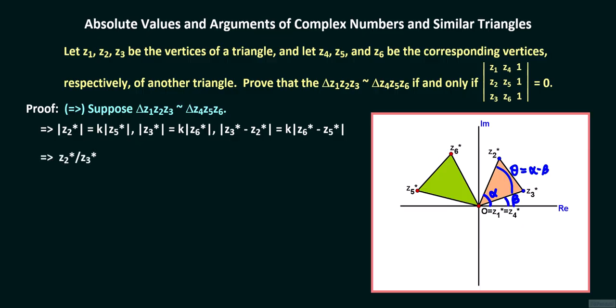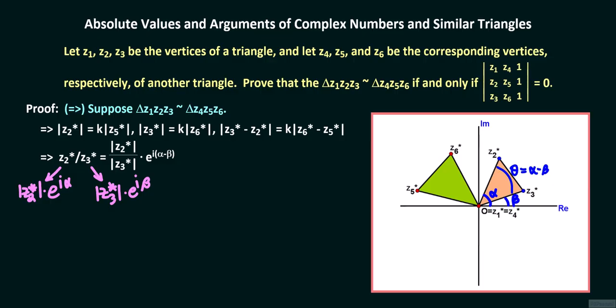Z2 star over Z3 star equals the absolute value of Z2 star times e raised to the power I alpha divided by the absolute value of Z3 star times e raised to the power I beta. So Z2 star divided by Z3 star is equal to the absolute value of Z2 star divided by the absolute value of Z3 star times e raised to the power I times alpha minus beta.